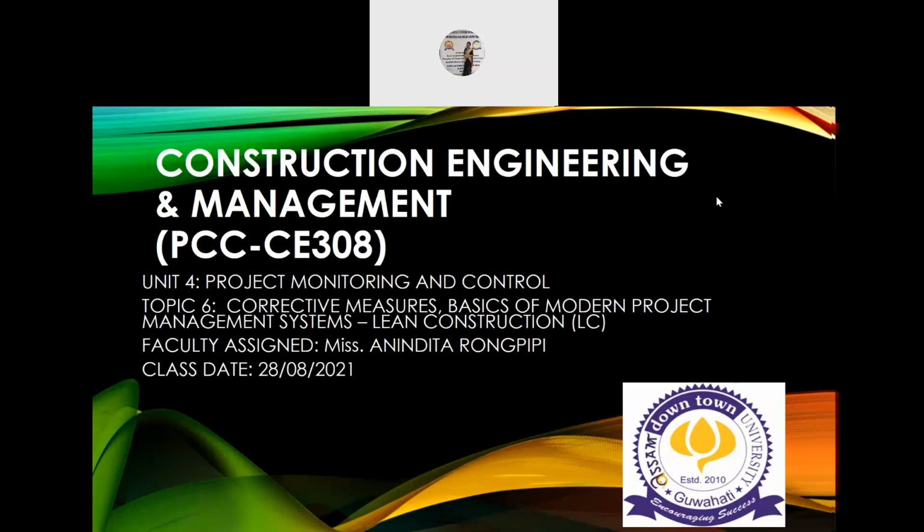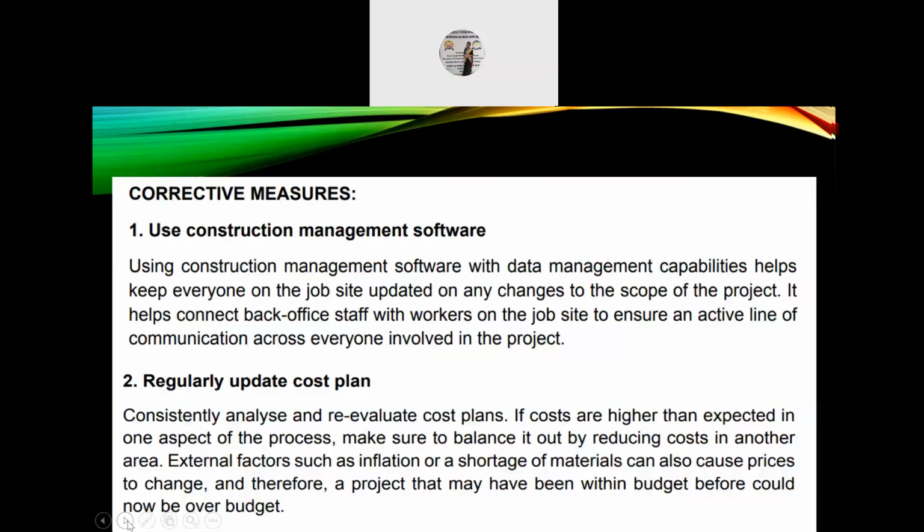So, good morning, students. We'll start our topic number 6, which is corrective measures, basics of modern project management systems, that is the lean construction. This is in continuation with our previous project monitoring and control class. So, the first topic is the corrective measures for project monitoring.